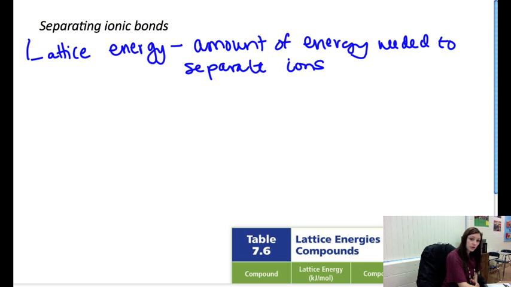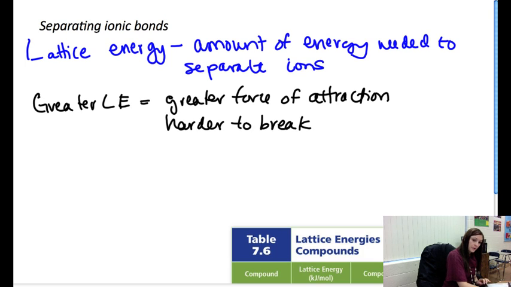So if I have a large lattice energy, that means I have a greater force of attraction and it's harder to break. The smaller ions, we talked about atomic radius last chapter, right? So the smaller ions are closer together and harder to separate. That means they're going to have a larger lattice energy.